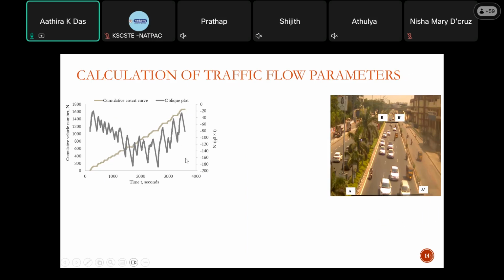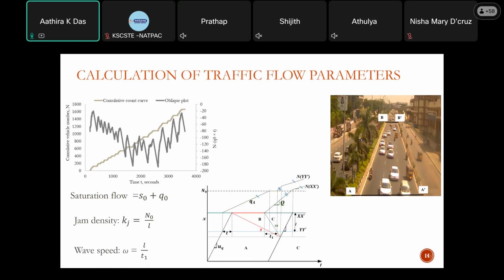So saturation flow here is calculated as S0 plus Q0, where S0 represents the average slope during the saturation flow duration, and Q0 is the average background flow. So saturation flow will be given in vehicles per hour if this is divided by 3,600.